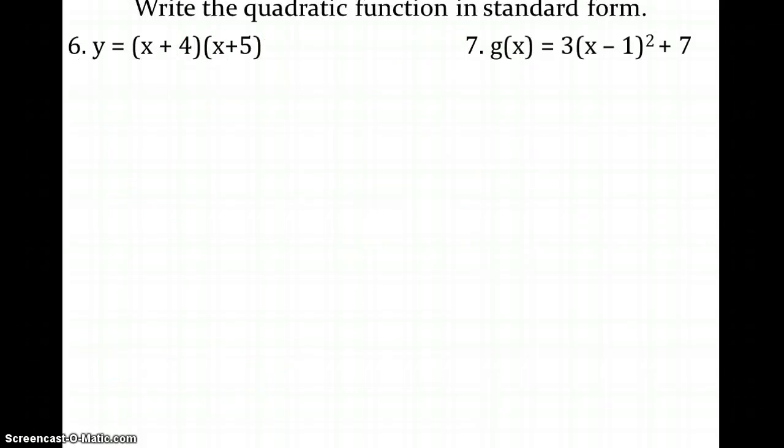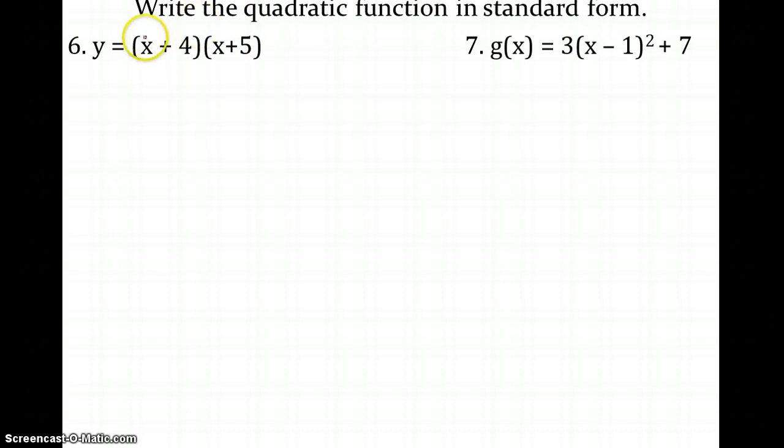Hey, Ms. Bontempo, what's going on next? What we're going to do is write the quadratic function in standard form. We see it was in intercept form, so to write it in standard form, all we need to do is multiply it out. Yep. Okay, so let's go ahead and multiply it out. So remember, we could use our FOIL method or we could use distribution.